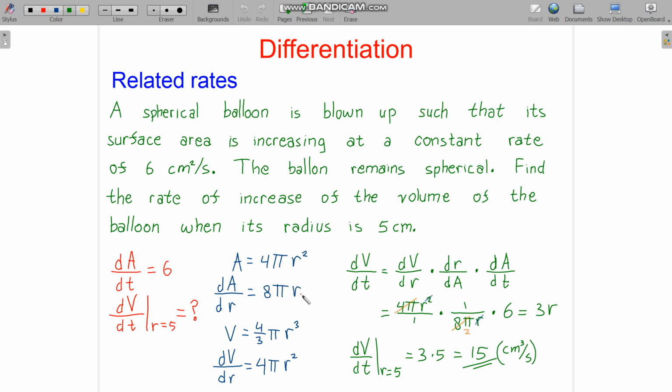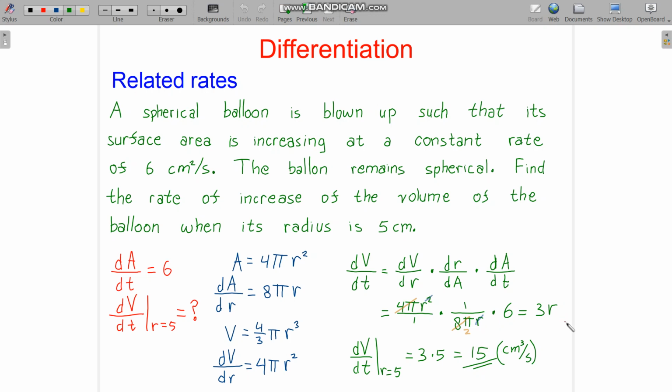The volume is 4/3 pi r cubed. The dV/dr differentiate, 4 pi r squared. Now dV/dt is the same as dV/dr, dr/dA, dA/dt. You see, as you cancel out dr, dr, dA, dA, we get dV/dt in the end. The dV/dr is 4 pi r squared. The dr/dA is just like this, but it's the reciprocal, so it's 1 over 8 pi r. We know that dA/dt is 6, so if we simplify everything here, we have 3r.